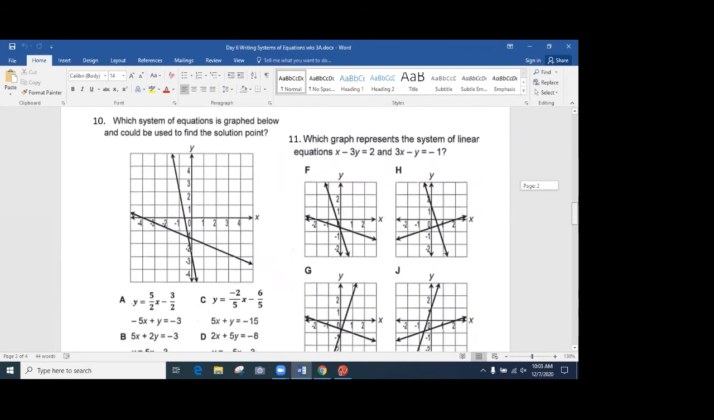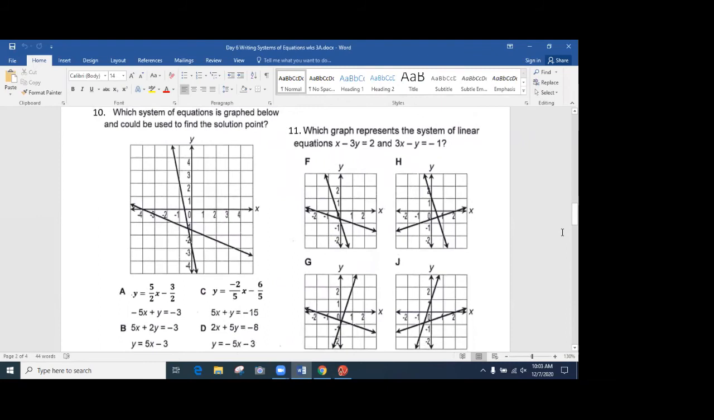Okay. Number 10 is going to be a pain in the butt. But let's do this real quick. The good news is we're probably just doing 10 and 11 today. I don't know if we'll have time to do anything else. So that's the good news. But this first one's going to be kind of a pain in the butt right here.